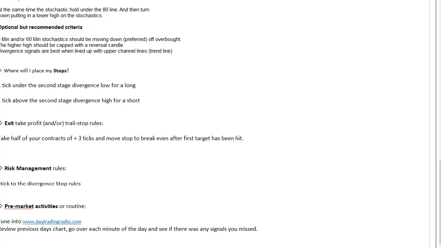Post-market activities or routines. I used to trade a lot, and I used to research a lot, and it was great because I was a Jones in trading.